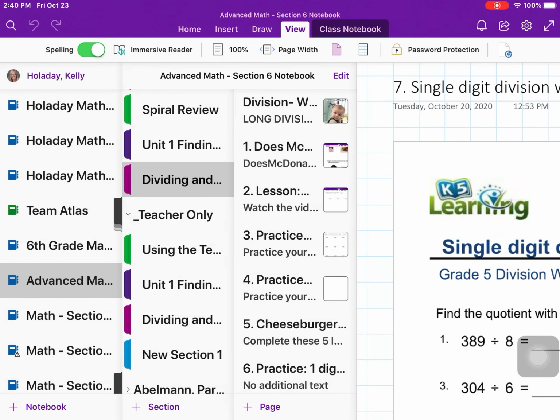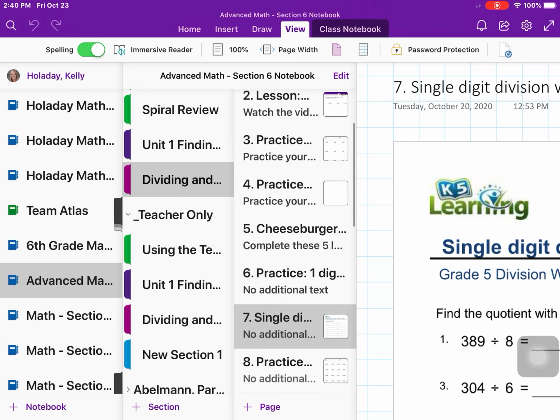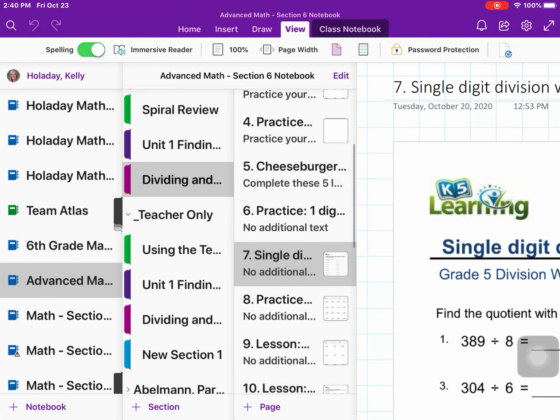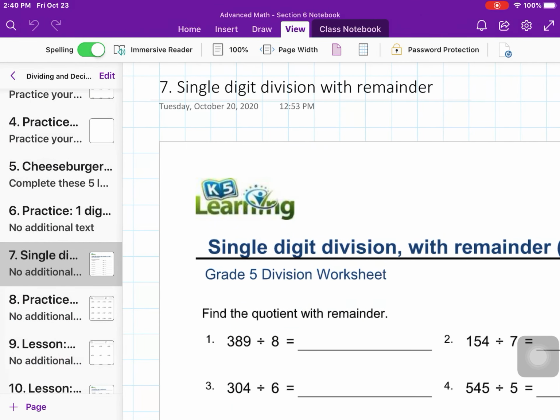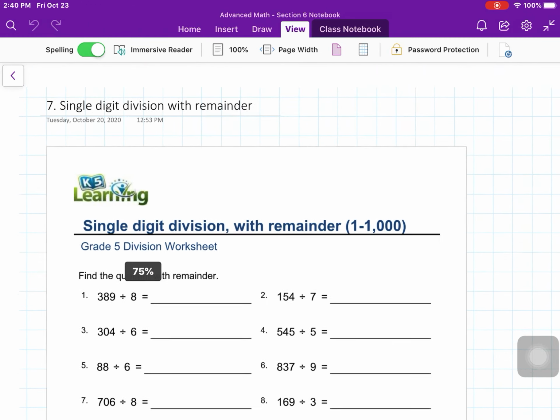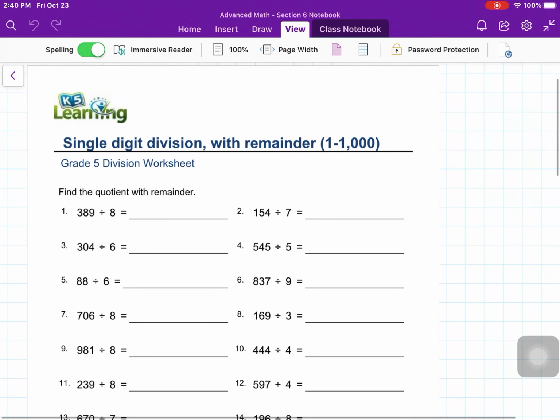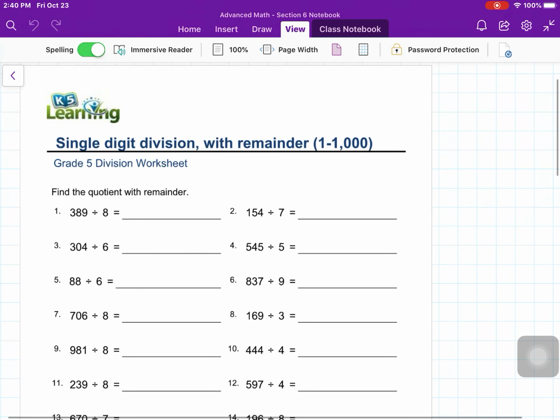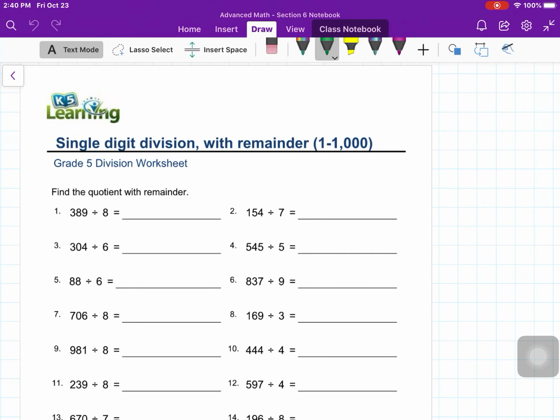Let's practice more dividing. Make sure you're in your OneNote notebook. Go to your Dividing Decimals tab, and we're looking for the page that is labeled number 7, single digit division with a remainder. All right, notice these problems are given to us horizontally, so I'm going to rewrite them off to the side. Let's practice a few together, and then we'll give you a few to do on your own.